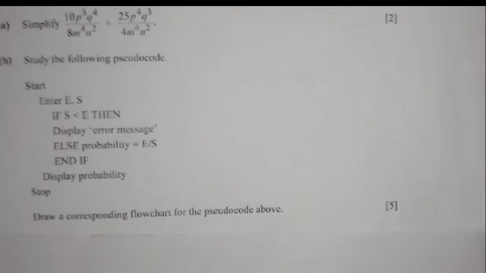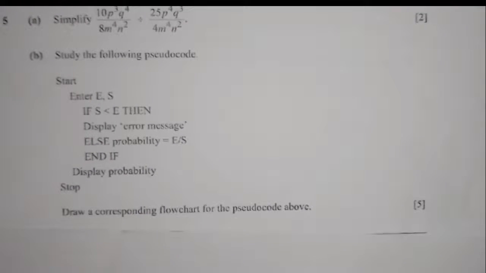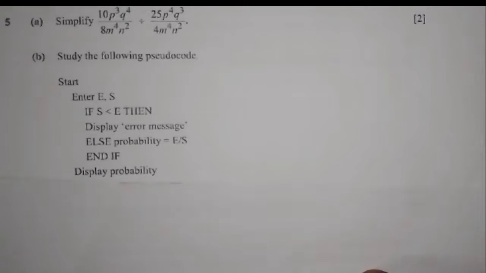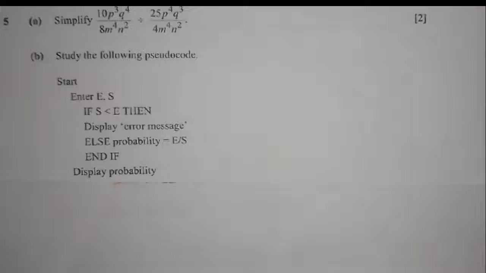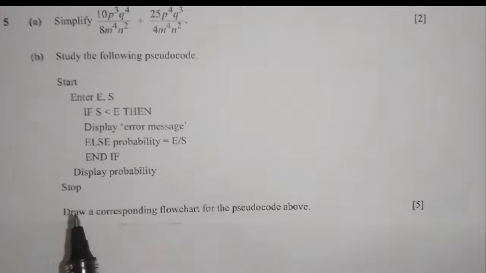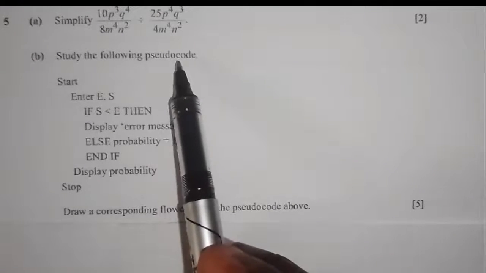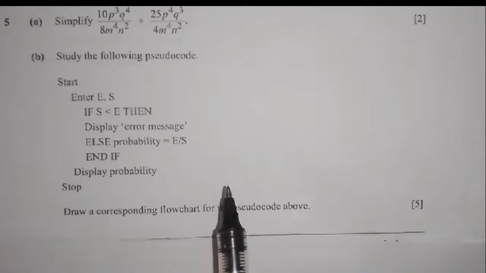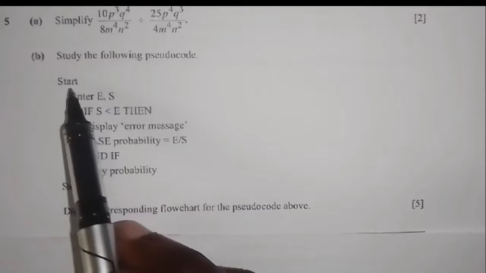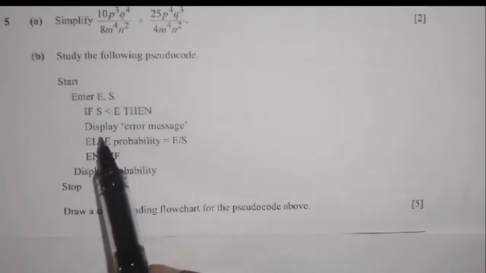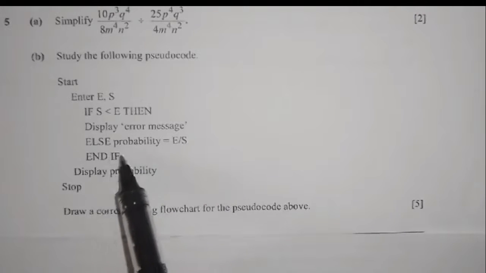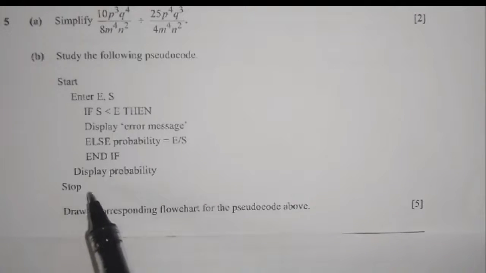Okay, so our second question is question 5b. Now this question 5b is simply a pseudocode, okay? So it says start, enter, if, display, else, and if, display, as well as stop, okay?